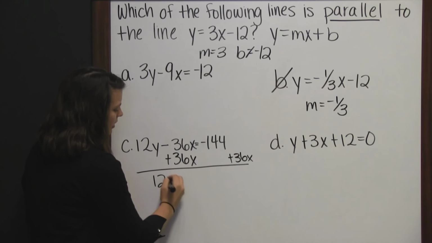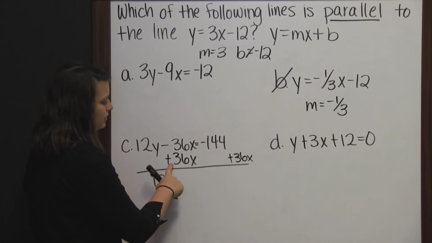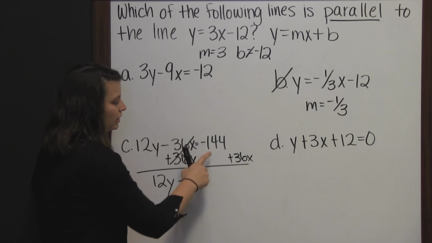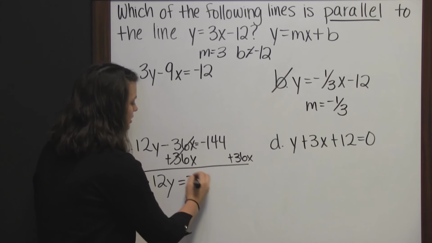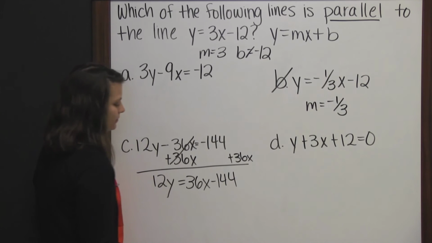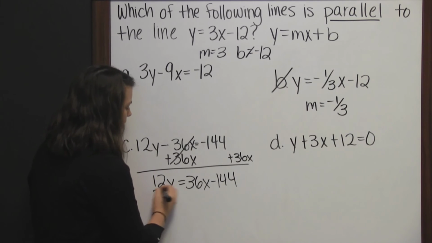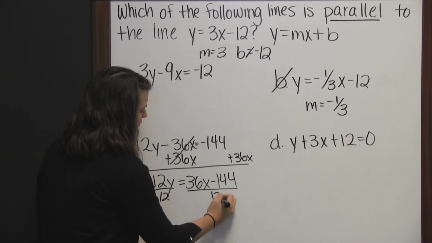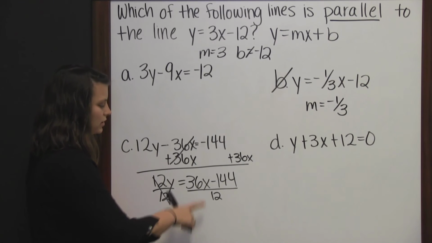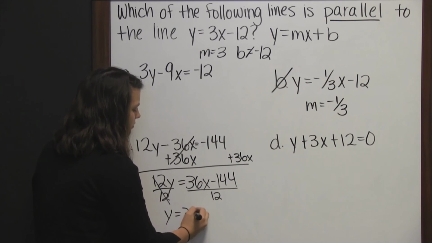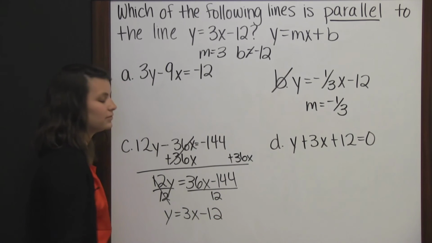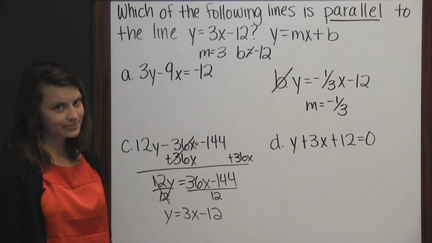So we bring down our 12y, our -36x and our positive 36x cancels. We bring down our equals. These are not like terms, so we can't combine them. We just write them down. So positive 36x minus 144. Finally, we need to divide by 12 to solve for y. 12 divided by 12 is 1, times y is y, equals 36x divided by 12 is 3x, and -144 divided by 12 is -12. Now this looks familiar.